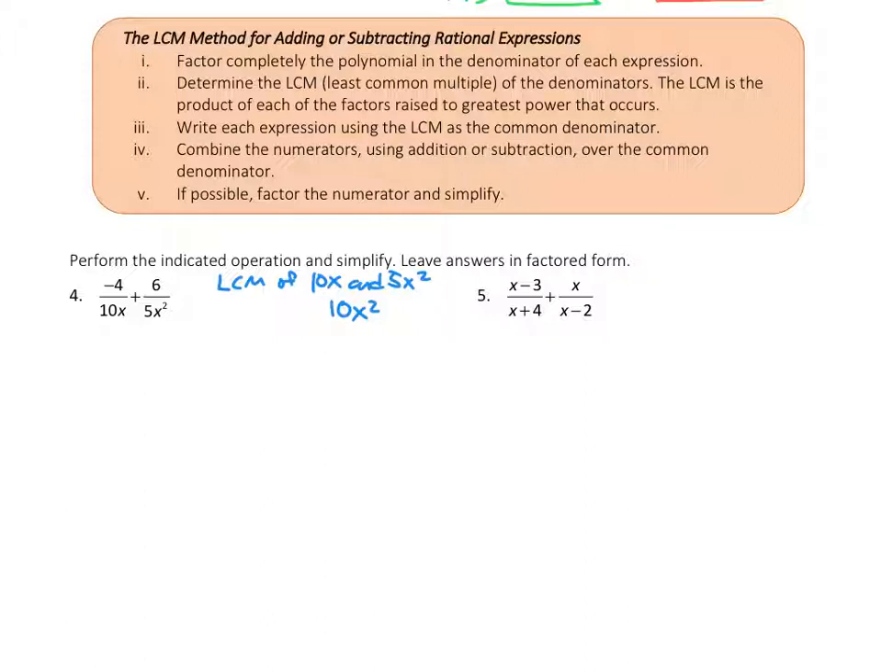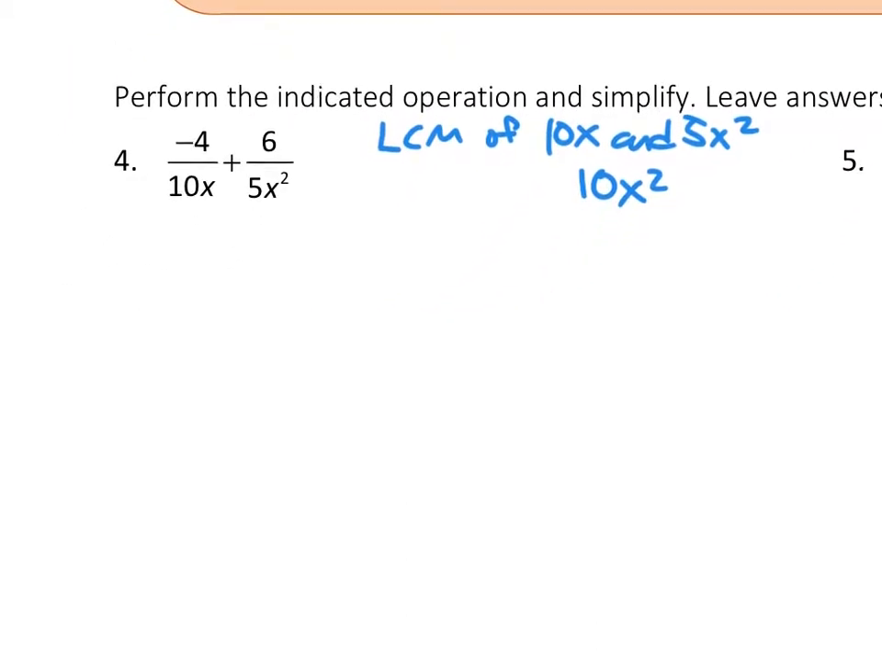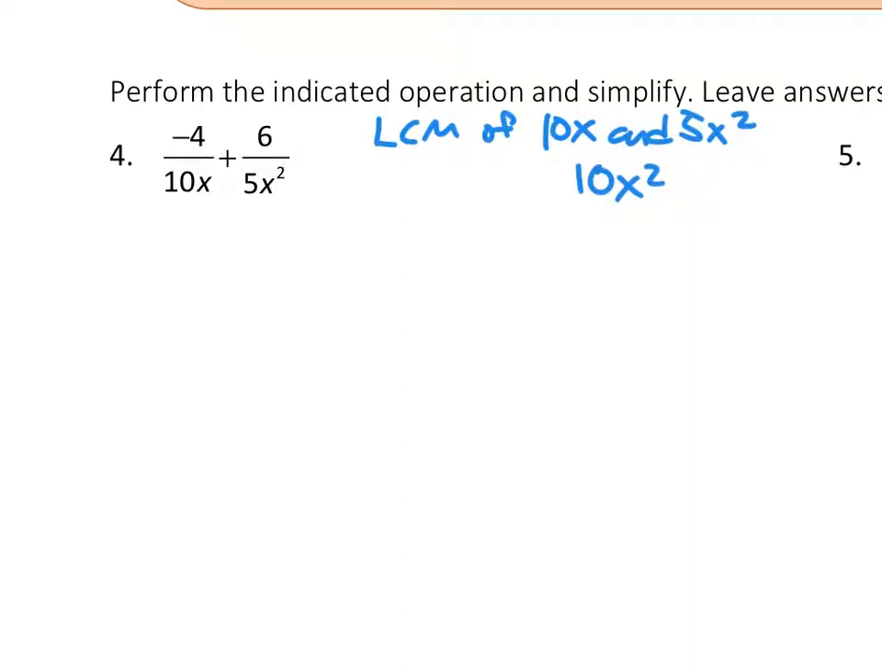So we want both of these fractions to have 10x squared for the denominator. And I look at each fraction and decide what it needs. So in this first one, it's missing the x squared, so it needs an x. So I'm going to multiply the first one by x over x. And in the second one, it needs a 10 for its coefficient. It has a 5, so it needs to be multiplied by 2 over 2 to give us 10x squared.